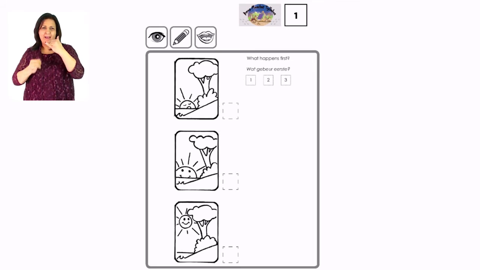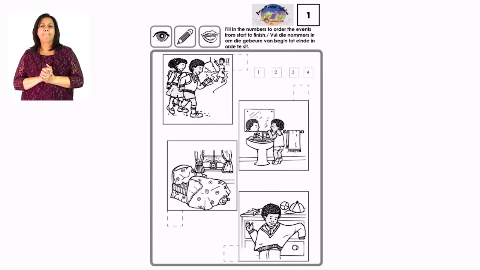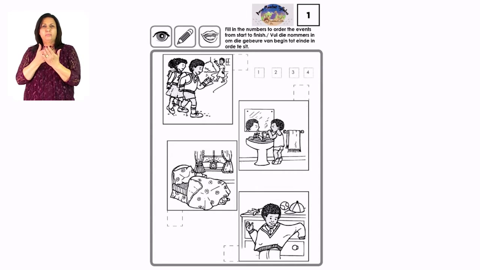Now, when you have finished with page 5, let's turn to page 6. On page 6, we have an instruction given there. It says, fill in the numbers in order of the events, from start to finish. Now let's look at the pictures. Let's study the pictures together.